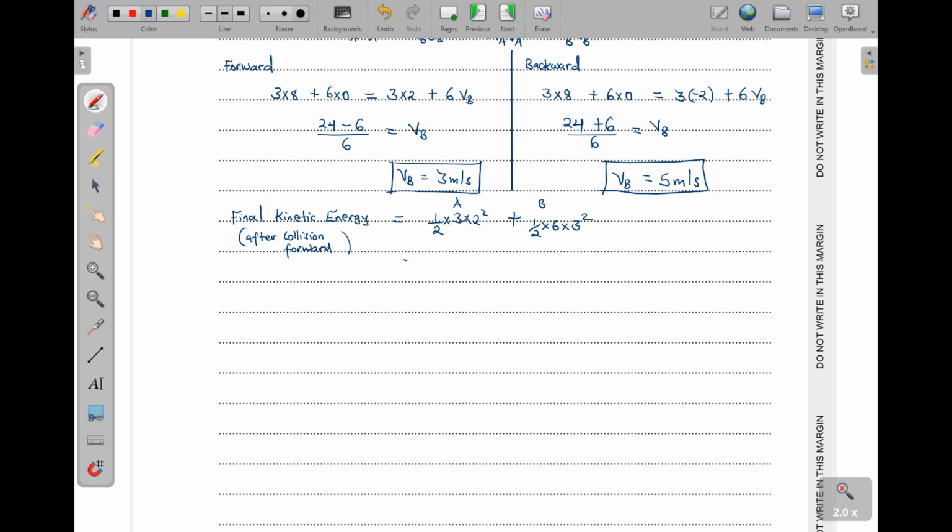squared. So here we shall have 6, and then here we shall have 27. So this one will give us 33 joules.